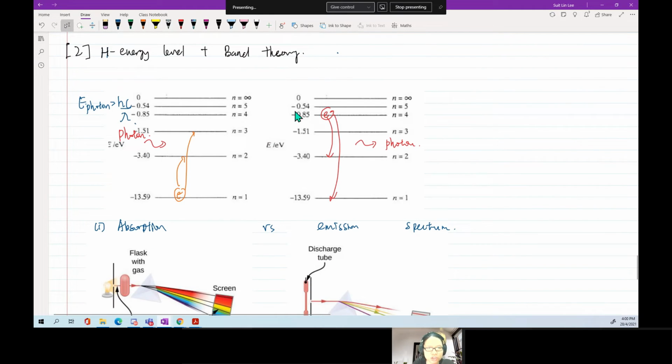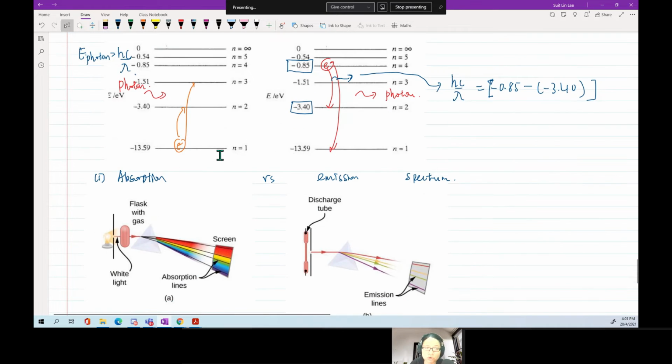So whenever we transition, let's say we transition from negative 0.85 to negative 3.4, hc over lambda will be equal to negative 0.85 minus negative 3.4. You just take the difference, that is good enough. It's very obvious from the context of the question whether it's emission or absorption. So energy of photon is hc over lambda because this one will emit a photon. So you want to find how much energy is emitted. This equation is the one that we use.